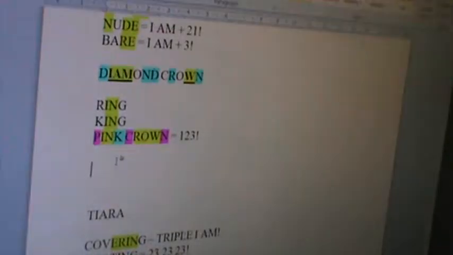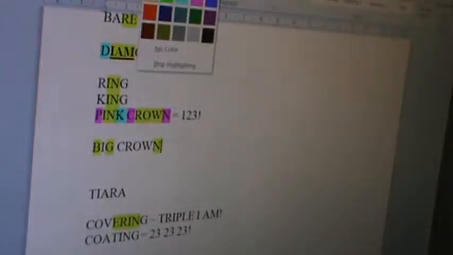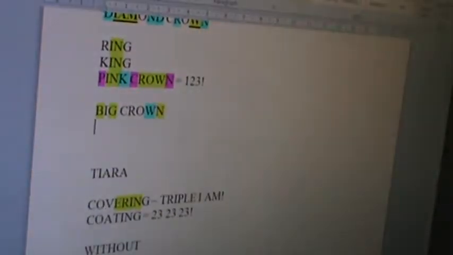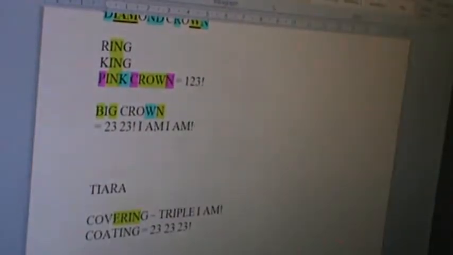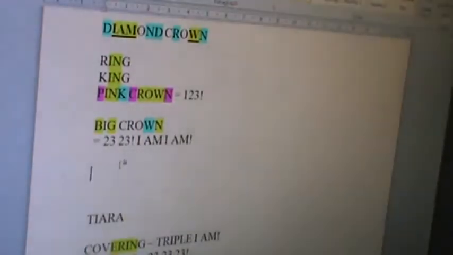Anything else? Oh, well, this is a fun one. I just see something really neat here. Because in a big crown, it's the letters that do not divide by 3 that perfectly make two 23s. And then what's left over all divides by 3. So, 23, 23, I am. And then you have a martyr's crown and all this cool stuff.